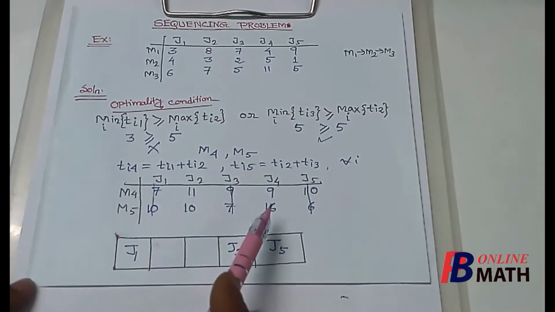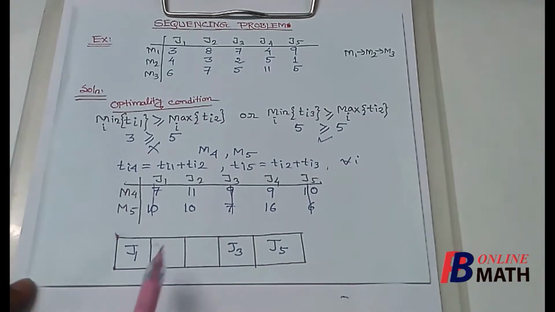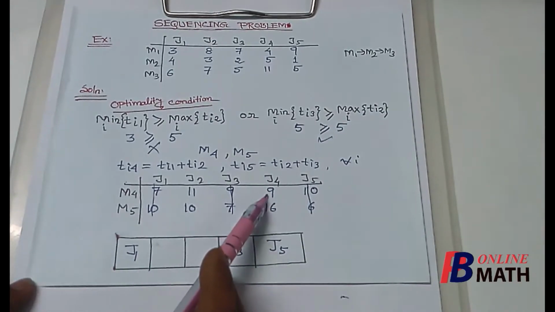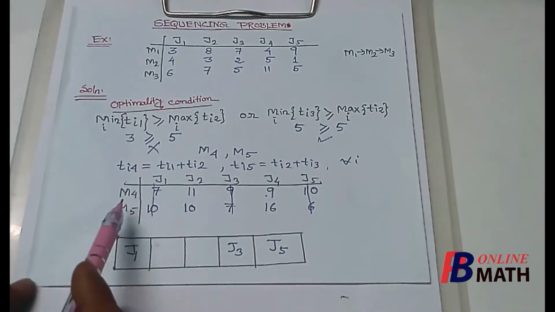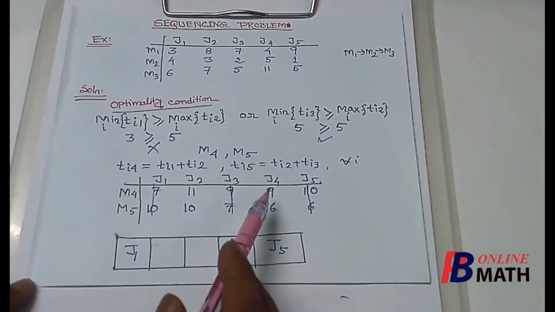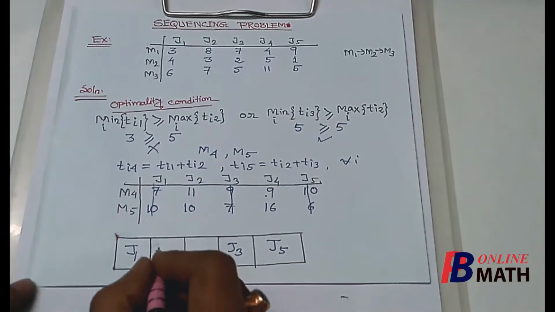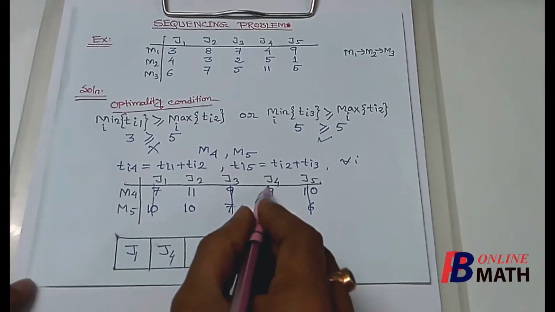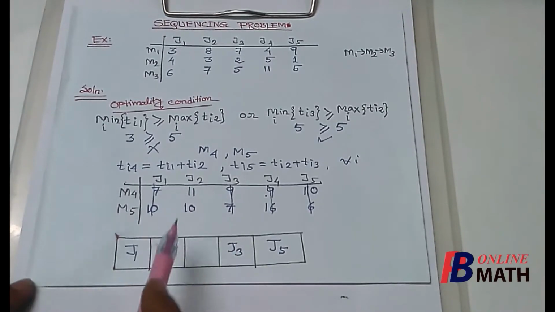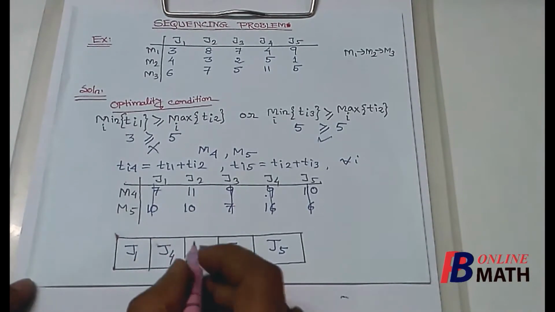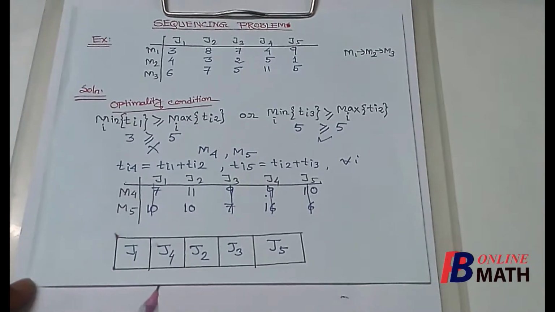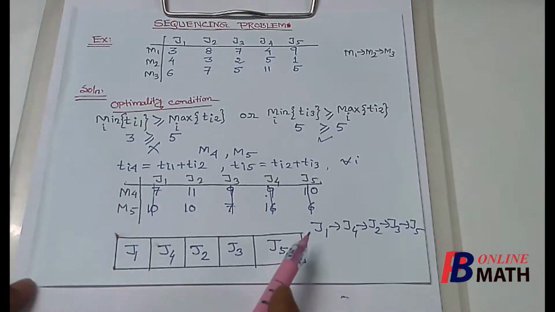Now only 2 jobs are remaining with 2 spots remaining. Now we find the minimum element, which is 9, and this 9 appears in the first row for J4. So we put the job J4 at the beginning of the sequence. So we put J4 here. Now we may discard J4, and only 1 job is remaining and only 1 place is available. So we put the job J2 here. So this is the optimal sequence of jobs, that is J1 to J4 to J2 to J3 to J5. So we have obtained the optimal sequence of jobs.